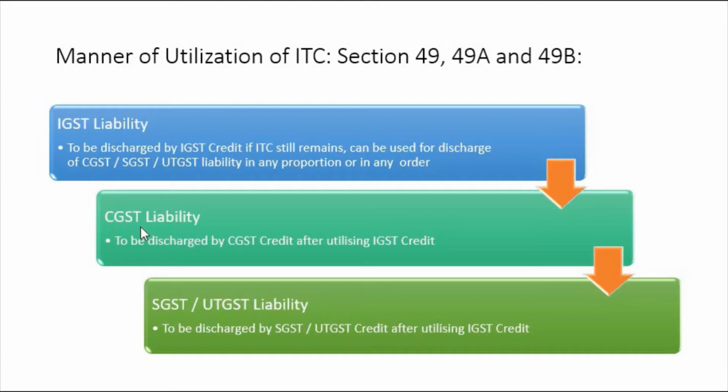Then CGST liability, if you have CGST liability to pay, the tax is to be discharged by CGST credit after utilizing IGST credit. First you have to utilize IGST and then use CGST, right? And if CGST credit still remains, then you utilize it for IGST liability. Similarly, SGST is to be discharged by SGST credit after utilizing IGST credit. Hope this is clear.